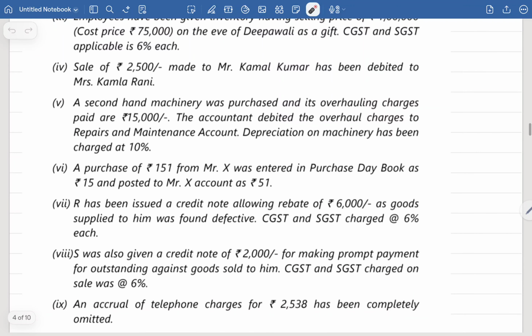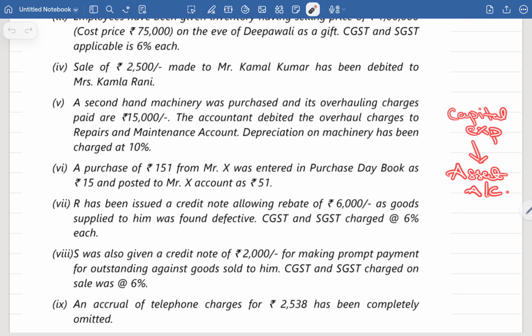Entry number 5. A second-hand machinery was purchased and its overhauling charges paid were 15,000. The accountant debited the overhauling charges to repairs and maintenance account. Depreciation on machinery has been charged at 10%. When machinery is purchased, whatever expenses are incurred to bring the asset to its present location and condition are called capital expenditures, and such expenditures have to be debited to the asset account.